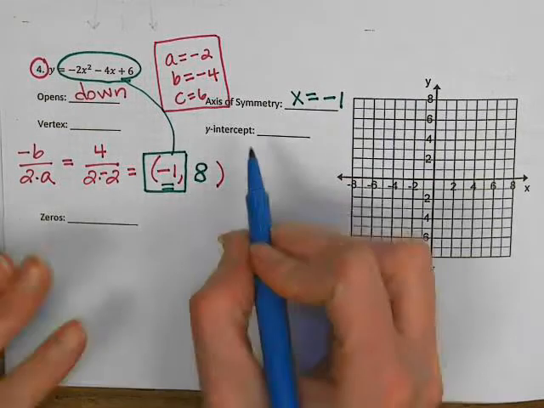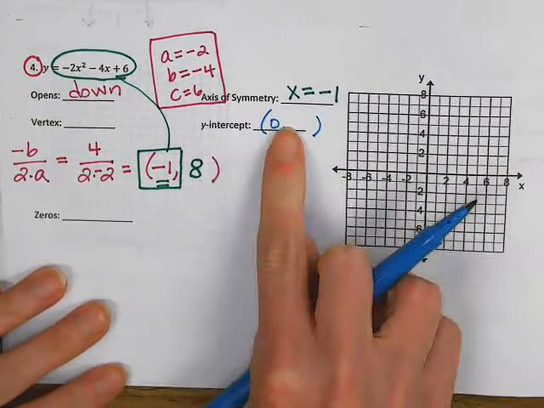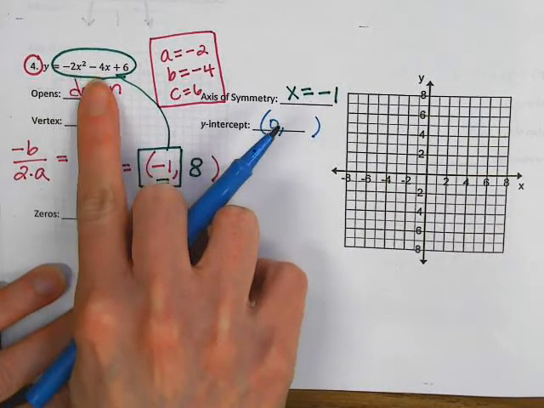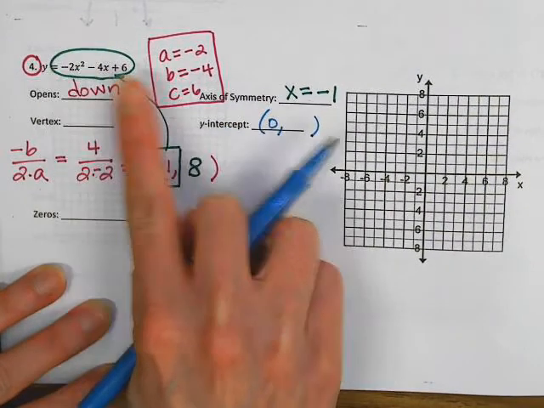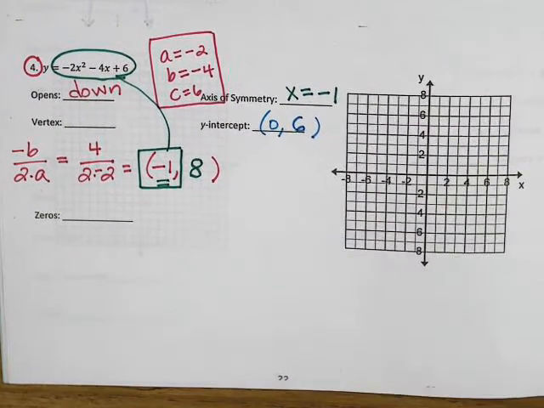Y-intercept is when we plug in 0 for x. But if you plug in 0 for x, everything's going to cancel except the 6. So c. So 0, 6.